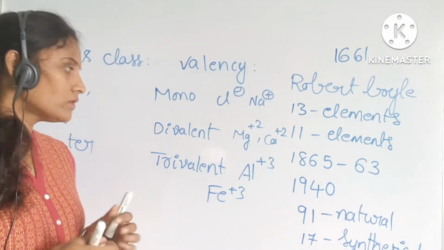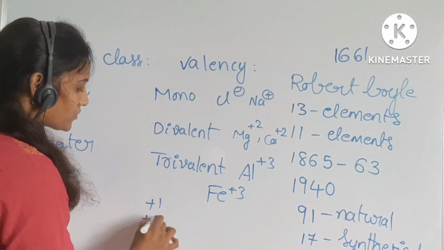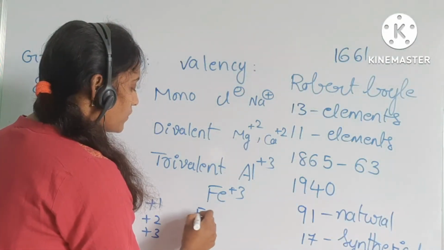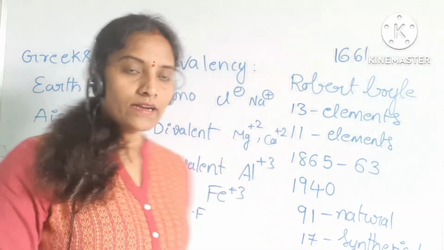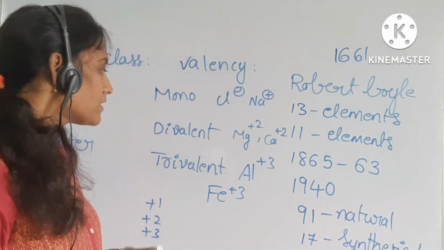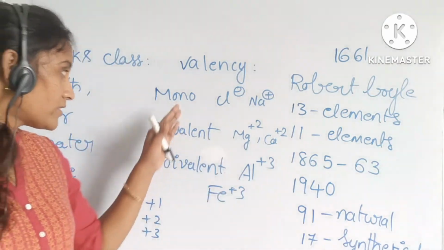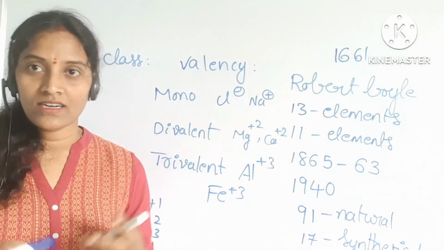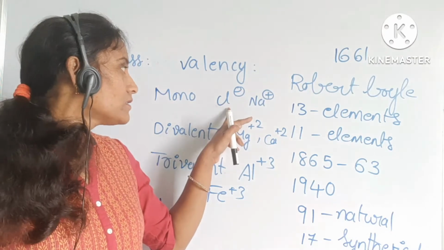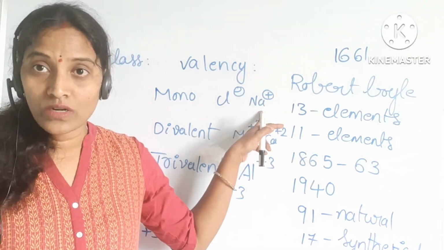But if you observe, this Al+3 can show +1, +2 and +3 also. This iron also shows +1, +2, +3. But at that time, scientists did not have clarity about this. Does iron come under monovalent, divalent or trivalent? In the same way, aluminium also comes under monovalent or divalent or trivalent. This is one drawback.